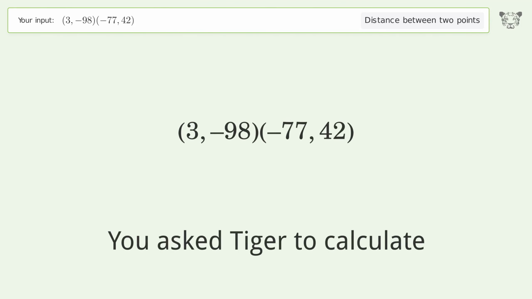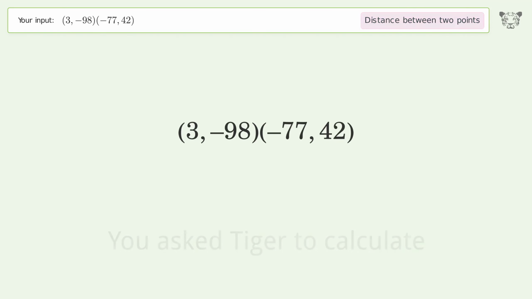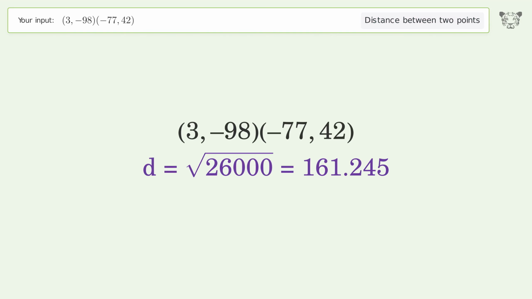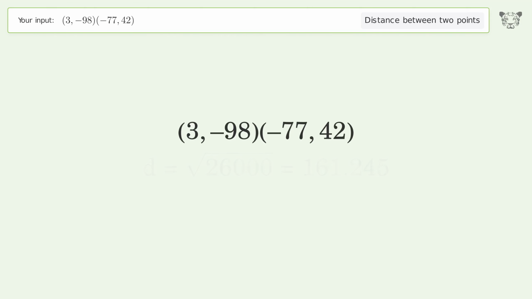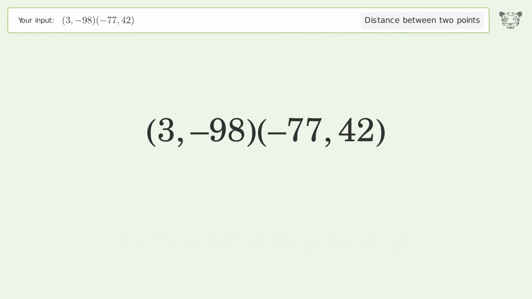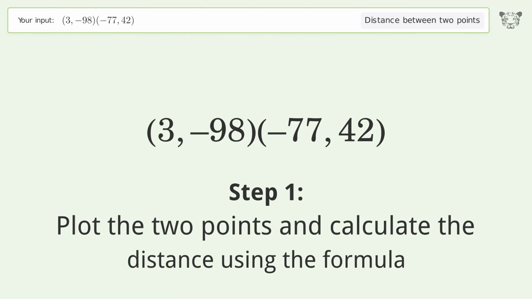You ask Tiger to calculate. This deals with the distance between 2 points. The distance between the 2 points is the square root of 26,000 or 161.245. Let's solve it step by step. Plot the 2 points and calculate the distance using the formula.